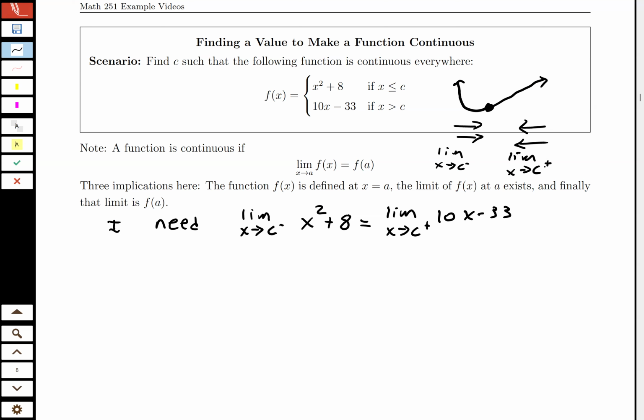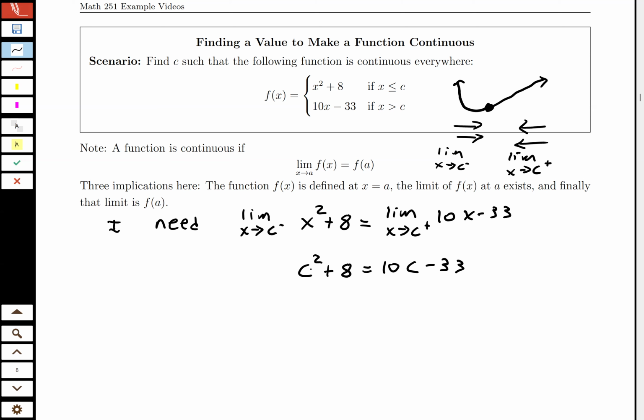These are really nice continuous functions on their own. X squared plus 8 is great. 10x minus 33 is great. So I can actually just plug in the value c for both of these. c squared plus 8, 10c minus 33. Now, I'm trying to find a c value so these things are equal.